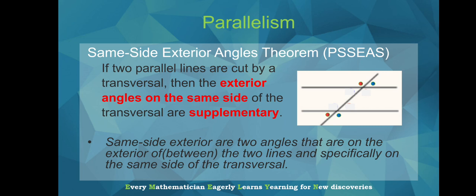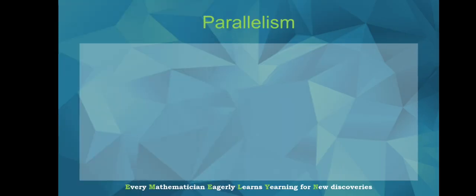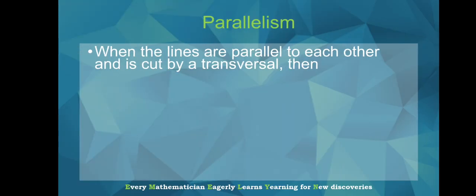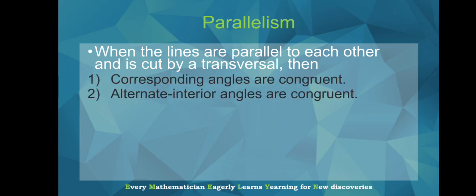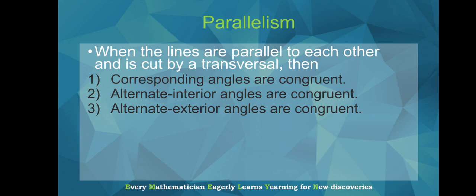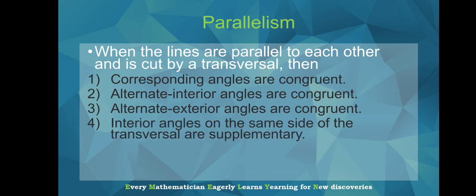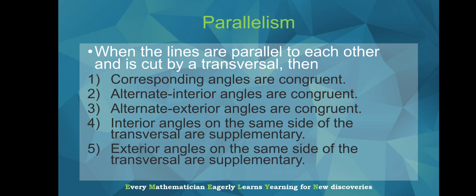side of the transversal. When the lines are parallel to each other and are cut by a transversal, then corresponding angles are congruent, alternate interior angles are congruent, alternate exterior angles are congruent, interior angles on the same side of the transversal are supplementary, and exterior angles on the same side of the transversal are supplementary.